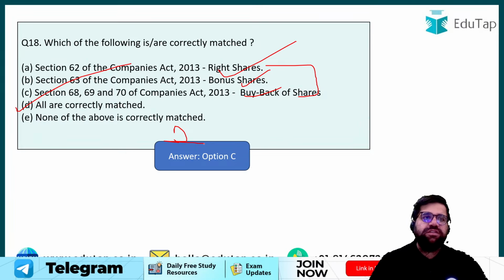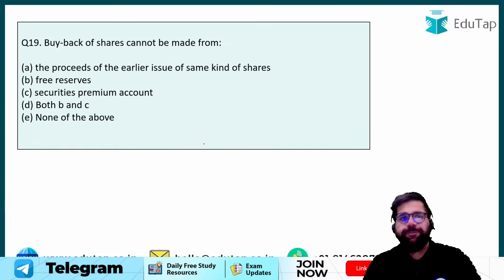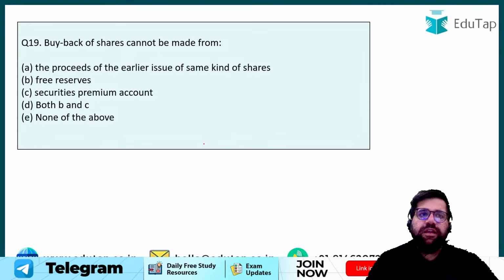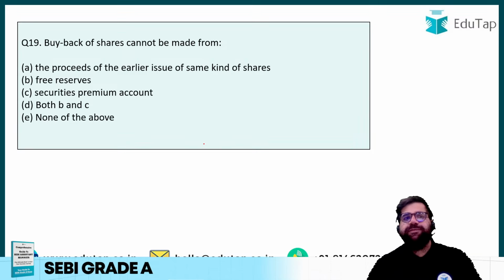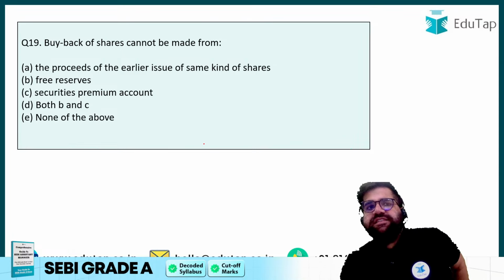Then you have section 39, section 43 is also important. Section 62, 63, 68 are directly related to your syllabus. Right. Question number 19. Buyback of shares. Buyback is as per section 68, 69 and 70.